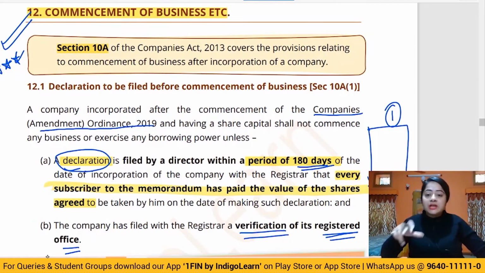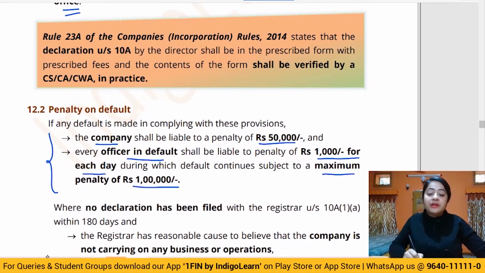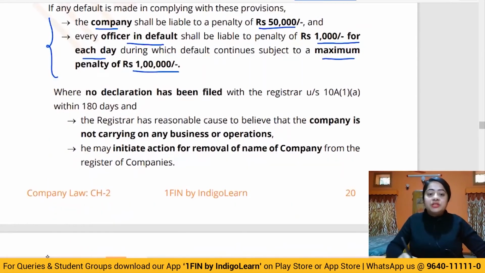If it commences business without satisfying these conditions, then there is going to be a penalty. What is the penalty? You can look at the screen. The penalty for the company is going to be 50,000 rupees. For an officer in default, the penalty is going to be 1,000 rupees for each day during which the default continues, up to a maximum of 1 lakh rupees. Along with that, if such a declaration is not filed within 180 days, then the registrar also has the power to initiate the process of removal of the company. The company's name may be struck off after giving a reasonable opportunity to the company to explain, if this declaration is not filed.